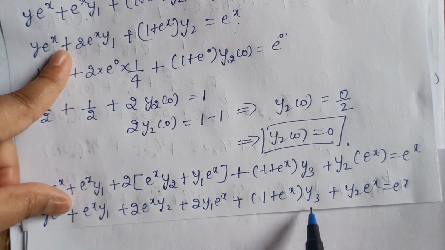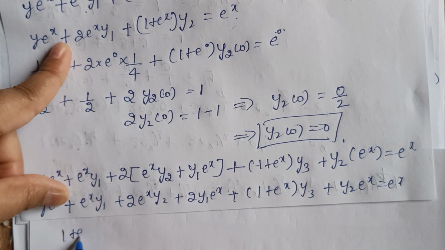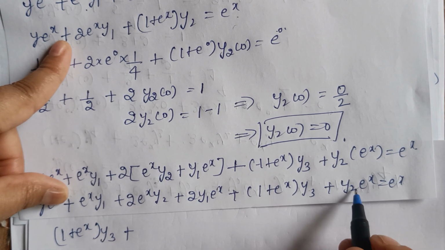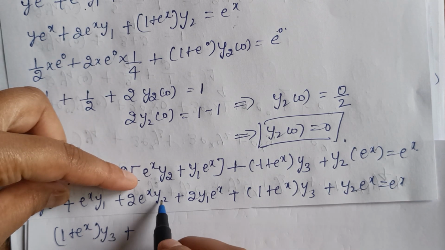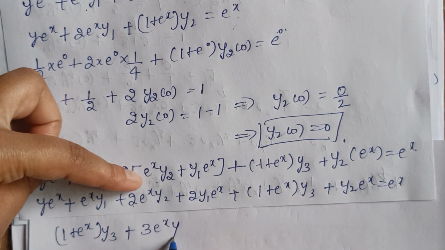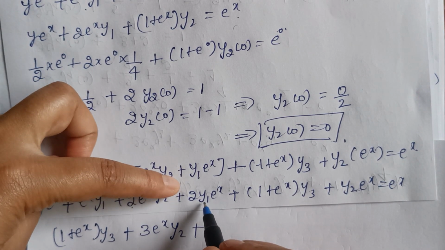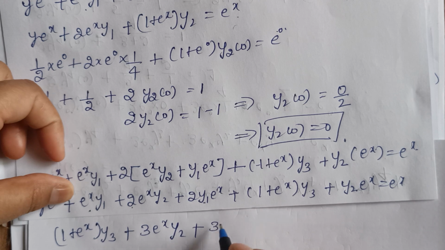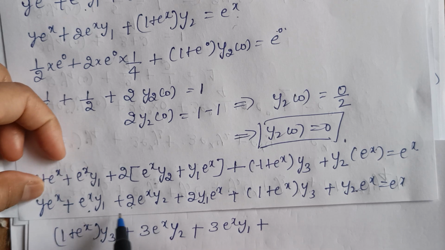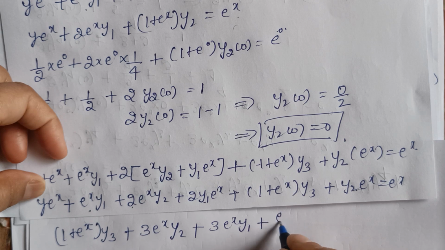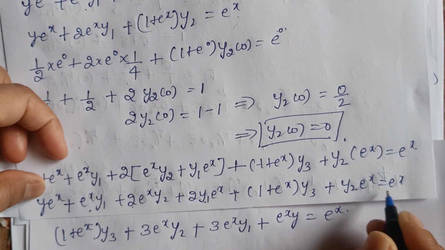Okay, so higher order, I'll just write first 1 plus e power x y3. Okay, plus now I'll go for y2. So e power x y2, e power x y2. So I have these two. So 2 plus 1, it is 3 e power x y2 plus y1. 2y1 and 1y1 e power x y1, it is going to be 3 e power x y1 plus y1 got over. Now I am left with e power x y is equal to e power x.